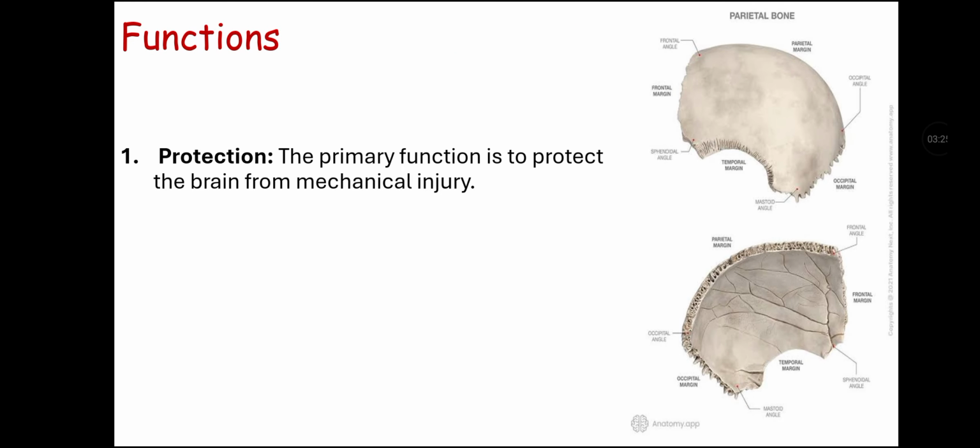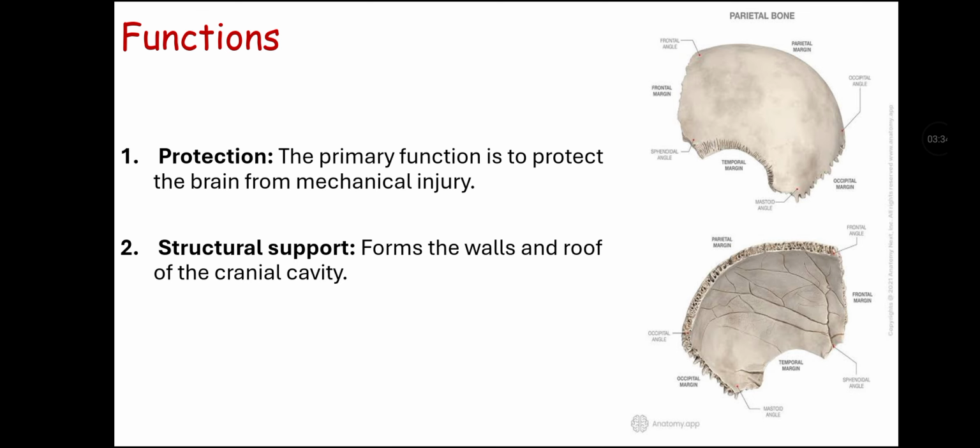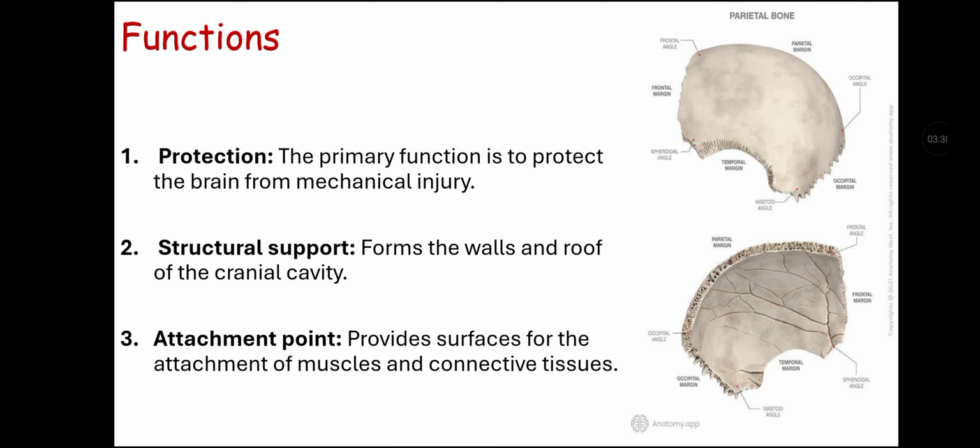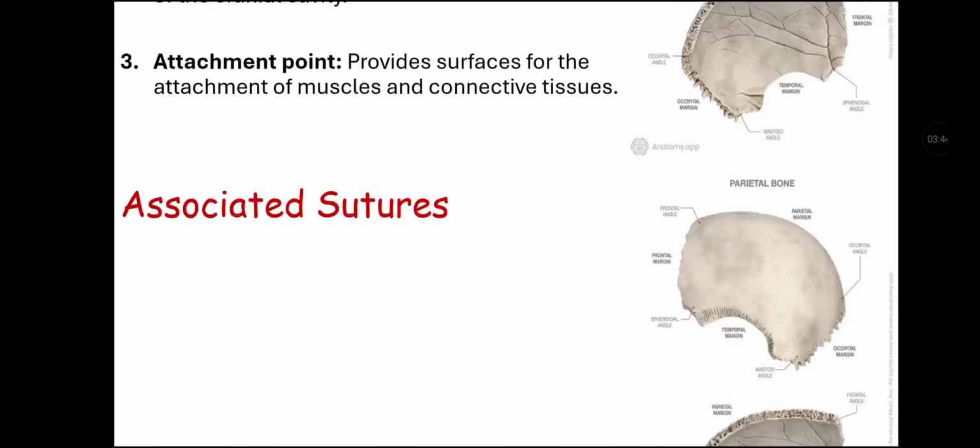Functions of the parietal bone. The first function is protection, as the primary function is to protect the brain from mechanical injury. The second function is structural support, as it forms the wall and roof of the cranial cavity. The third function is an attachment point, as they provide surfaces for the attachment of muscles and connective tissue.